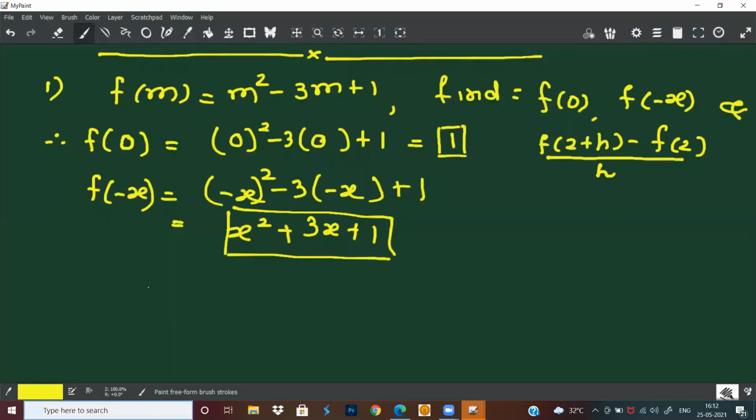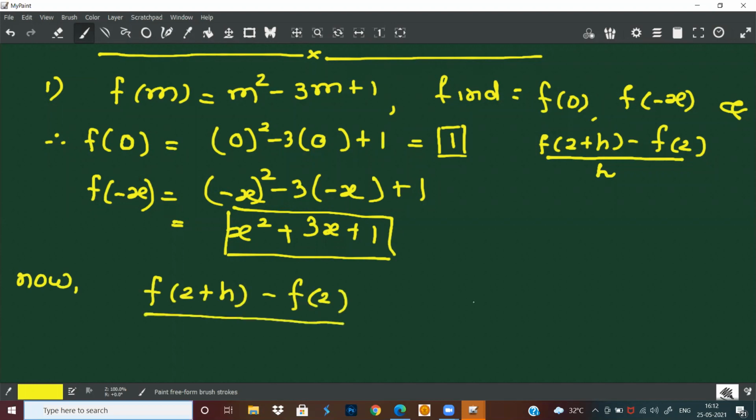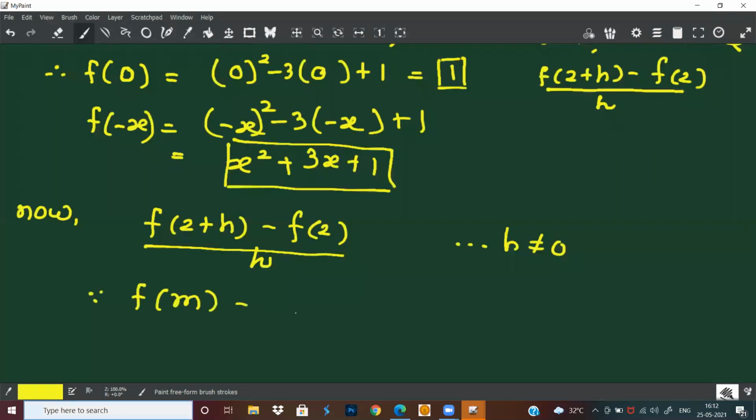Now, this is actually the first principle of derivatives. उसके लिए ये तैयार रख रहे हैं f of 2 plus h minus f of 2 upon h, where h is not 0. You have to find this. Now let us find one by one. What is f of m? M square minus 3m plus 1.